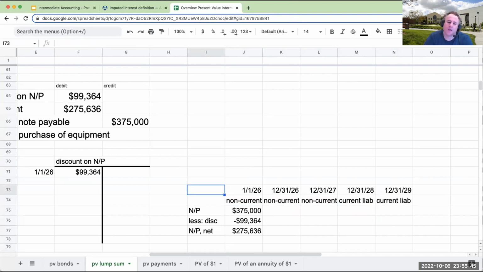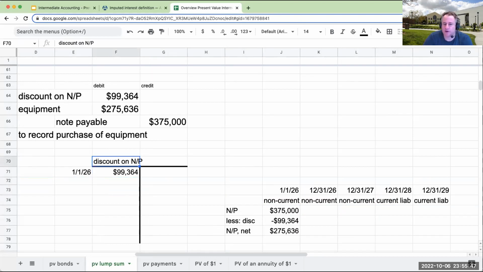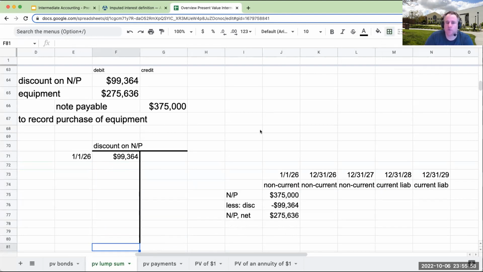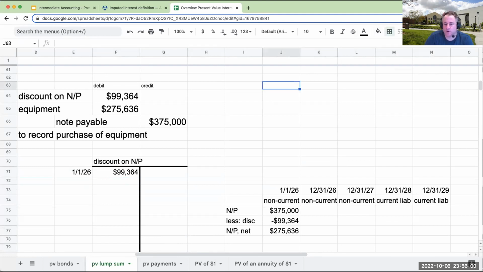Okay, so I've got my discount on notes payable. What's my goal for this? I need to get this down to 0. I want this amount to go down to 0. How am I going to do it? Well, on 12/31/26, to make this go down to 0, I'm going to need to credit the discount on notes payable. And what am I going to have to debit?